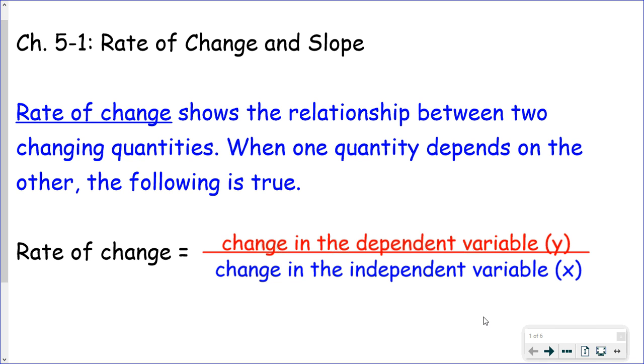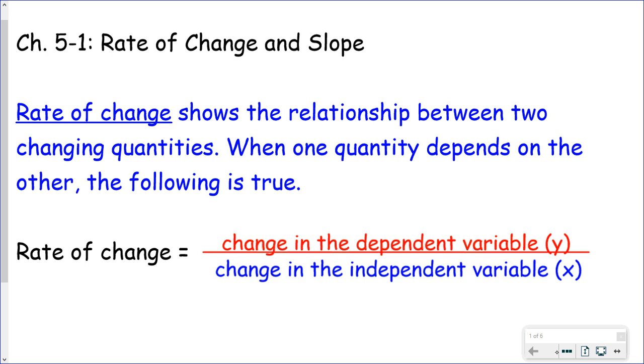All right, this topic is on rate of change and slope. So let's define what rate of change is first. Rate of change shows the relationship between two changing quantities. When one quantity depends on the other, the following is true. If you have two quantities that are changing in value and one of them depends upon the other one, then this will be how you find the rate of change. It's the change in the dependent variable y over the change in the independent variable x.